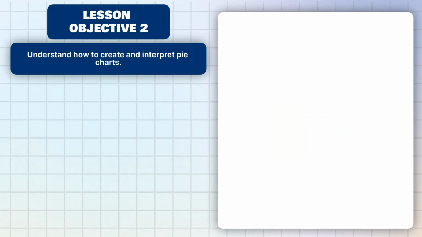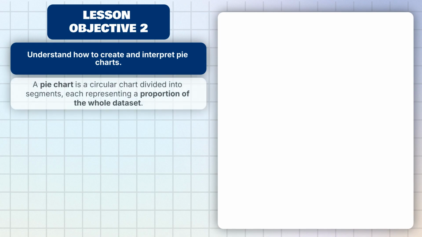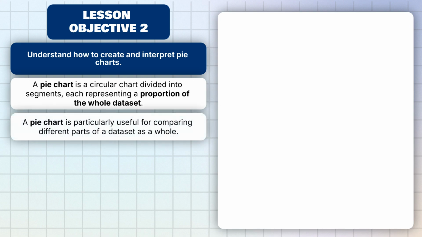Let's move on to pie charts. A pie chart is a circular chart divided into segments, each representing a proportion of the whole dataset. It's particularly useful for comparing different parts of a dataset as a whole.